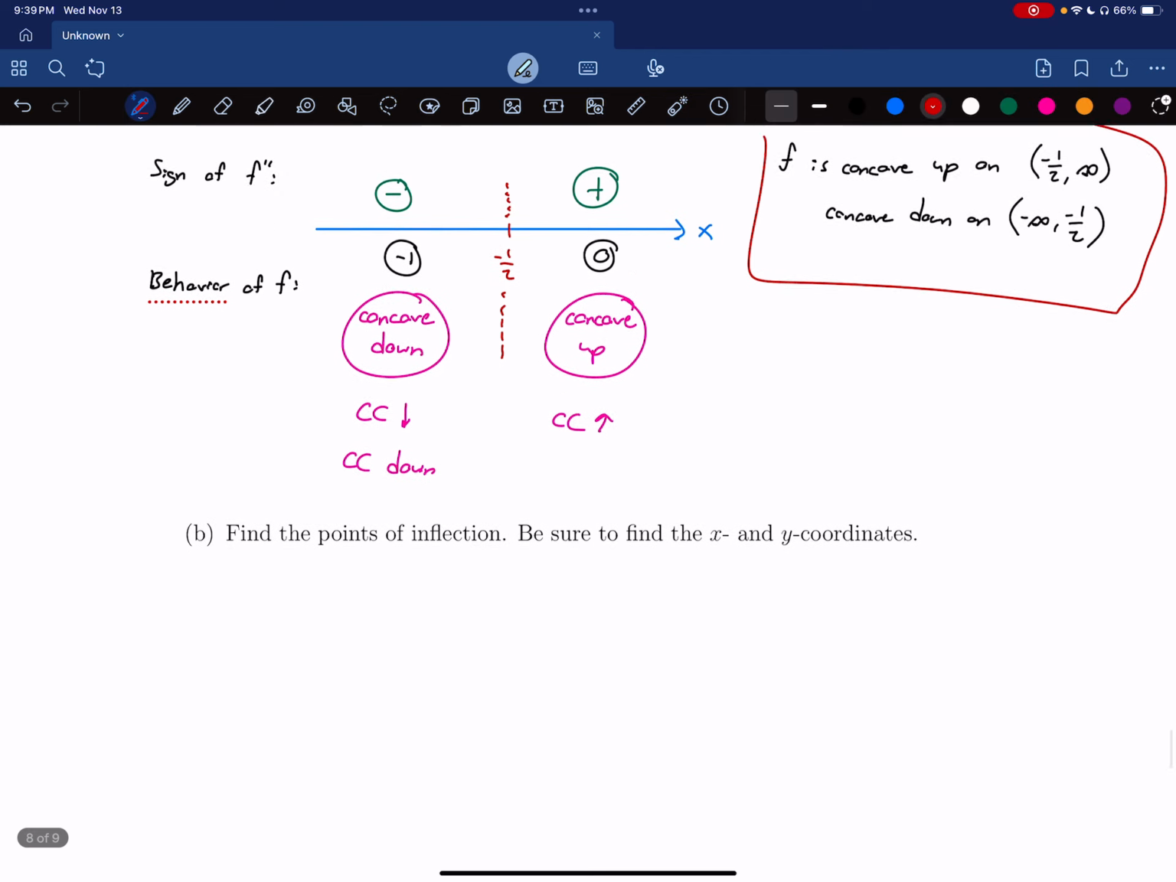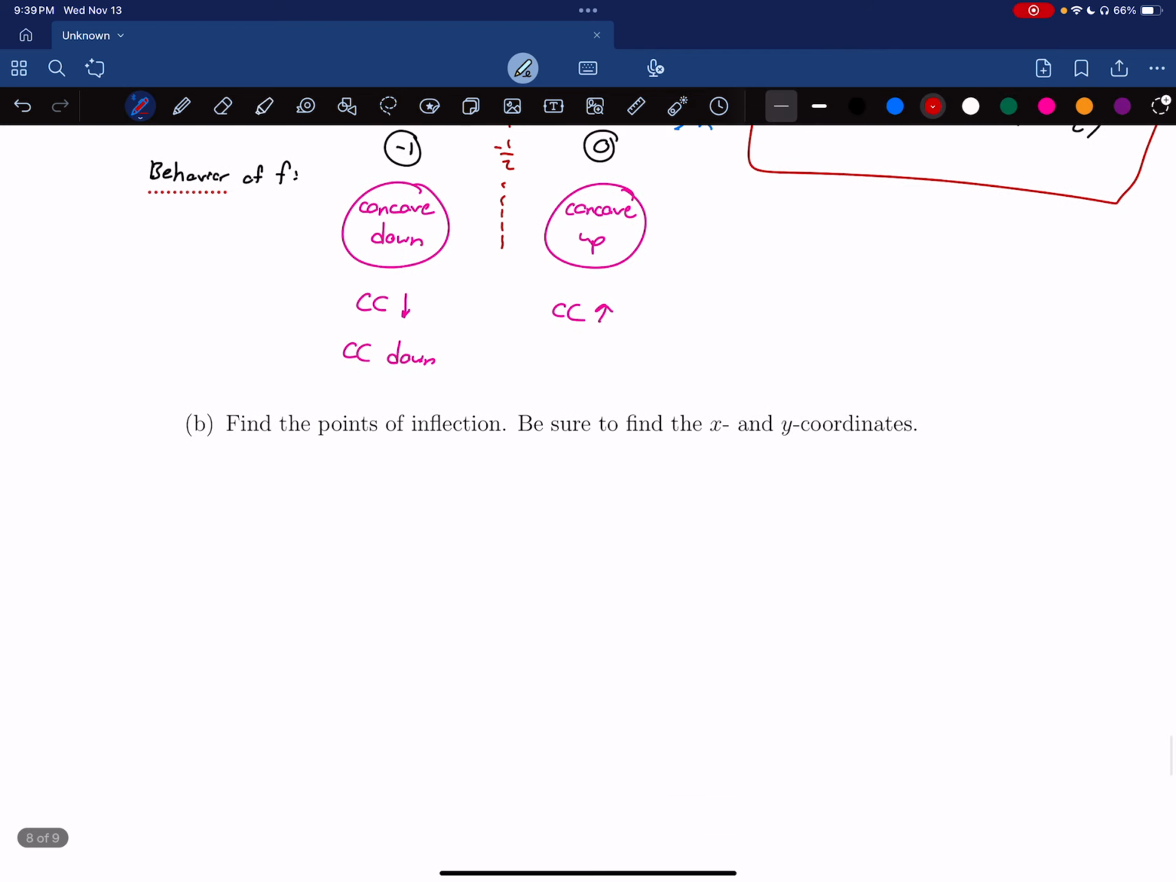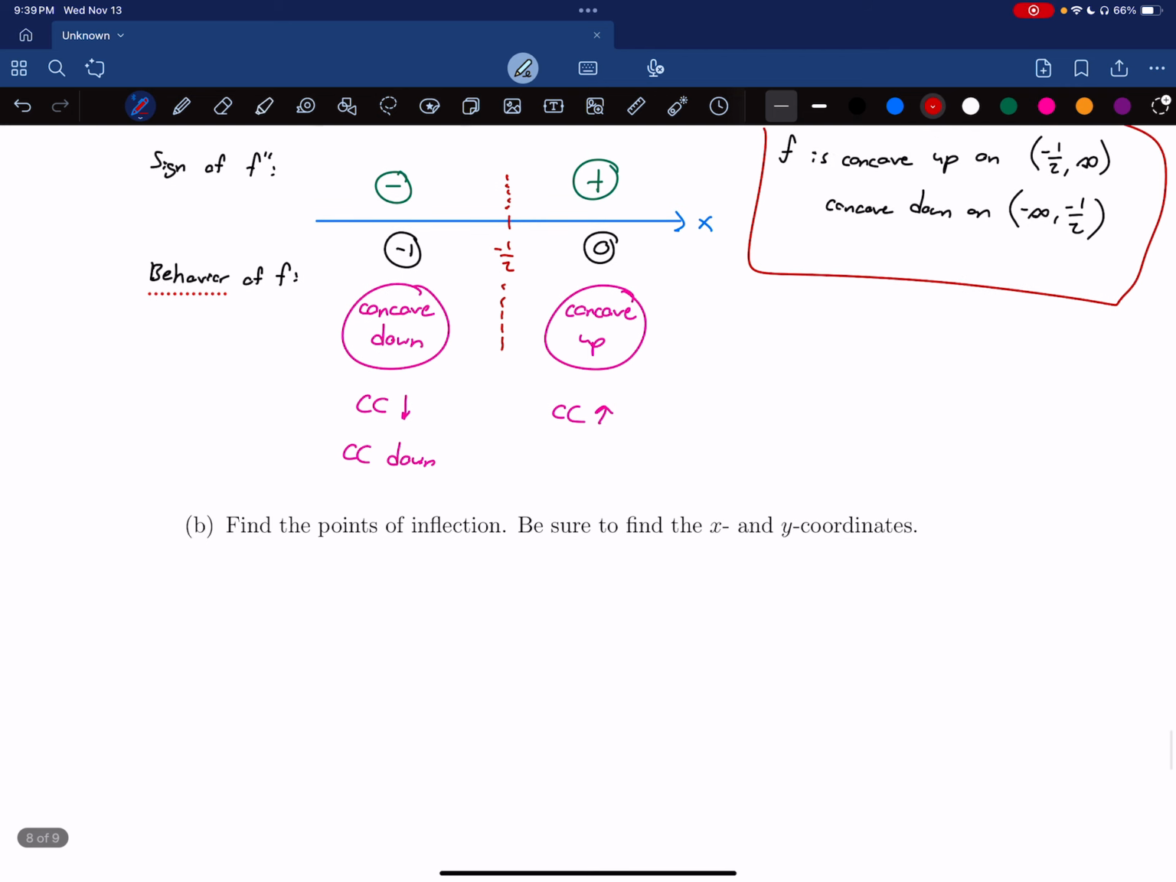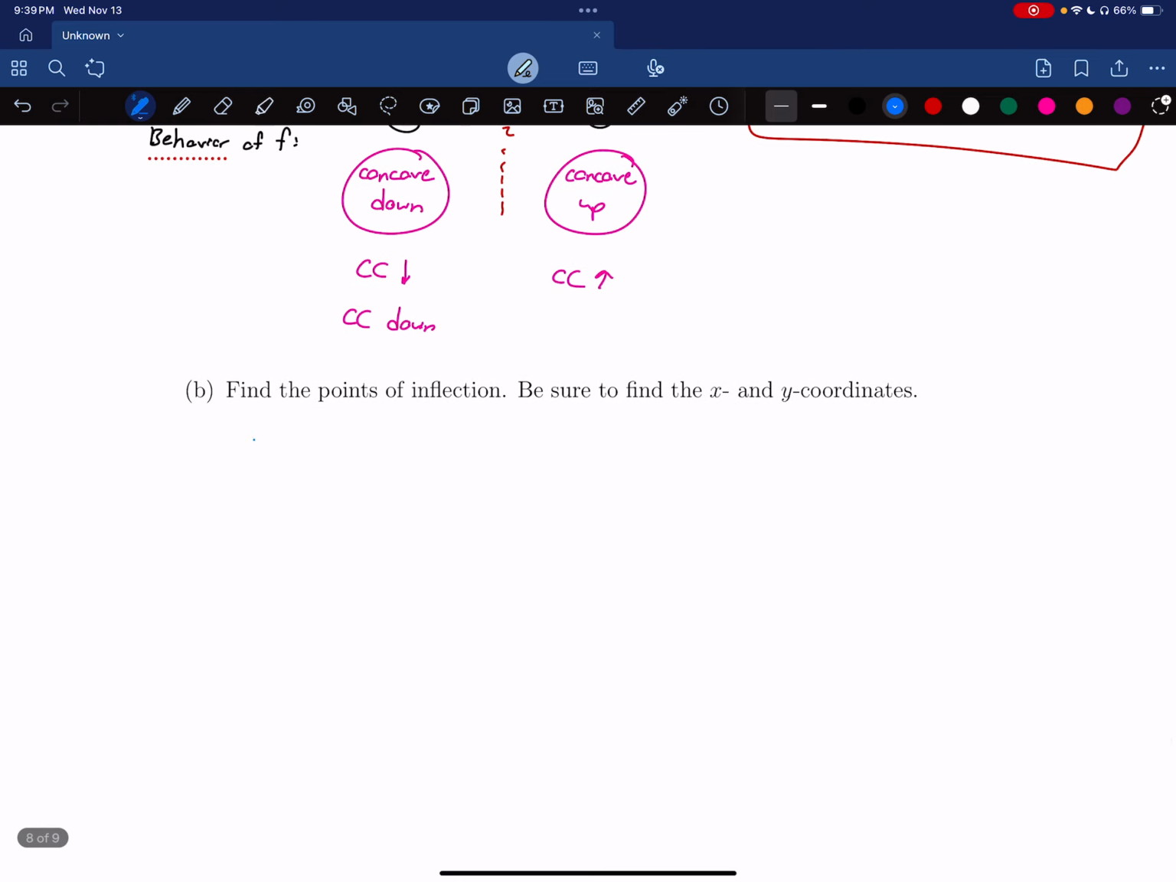We need to find the points of inflection. In this case, it says points, but we really only have one potential point, x equals negative 1/2. So I'll write that down. We know that f changes concavity at x equals negative 1/2. Sorry for my bad handwriting. So we'll plug that into our function f and determine the y value that corresponds to this inflection point.